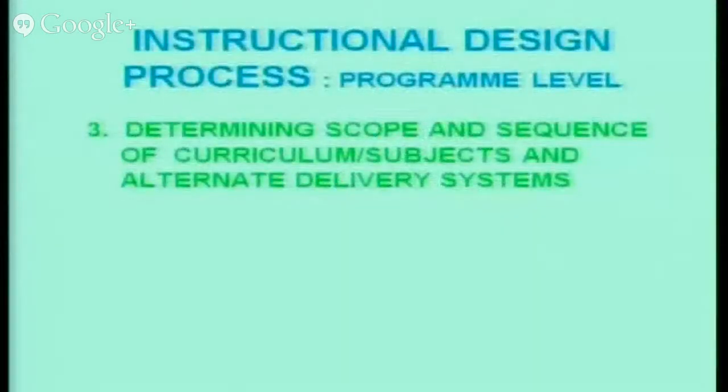The third activity at the program level is determining the scope and sequence of curriculum, subjects, and alternate delivery system. Now here what you will do, you will first write down the content required for developing certain competencies in the students. And which competencies?